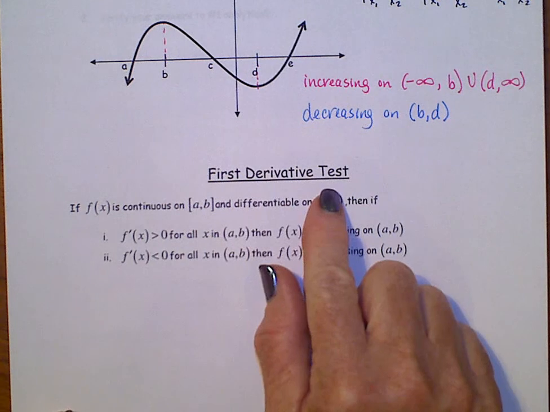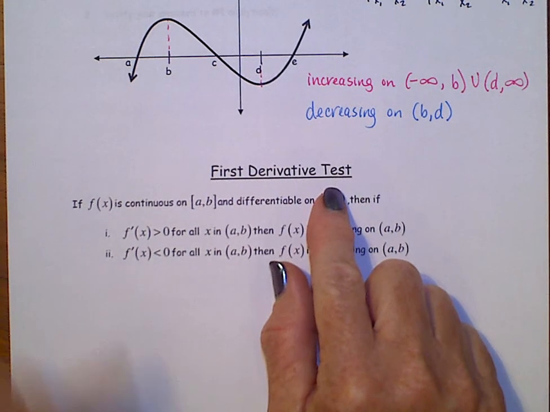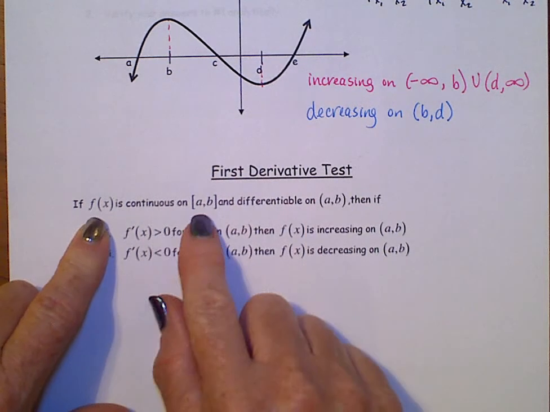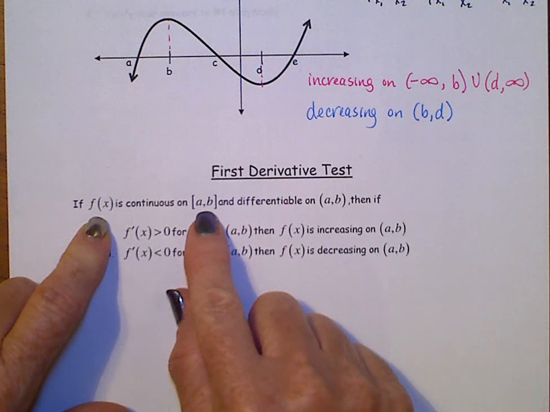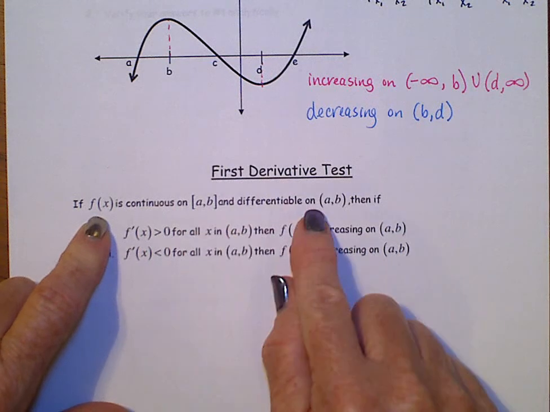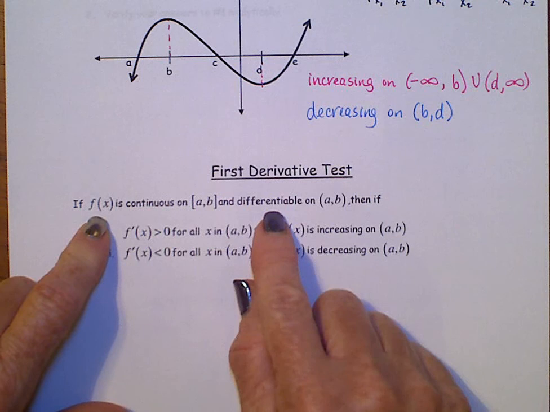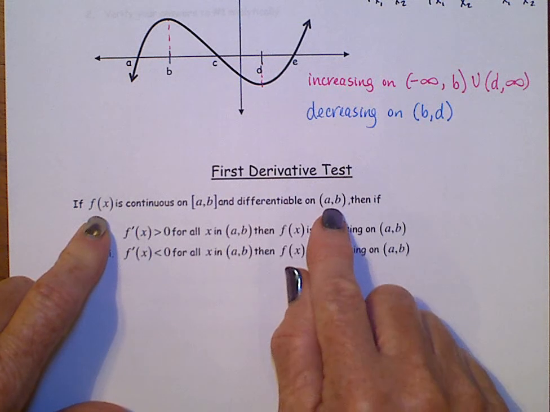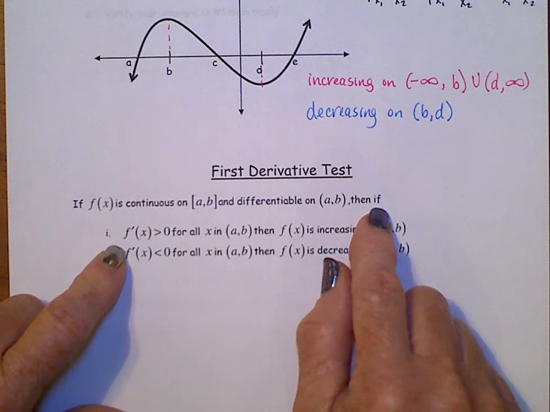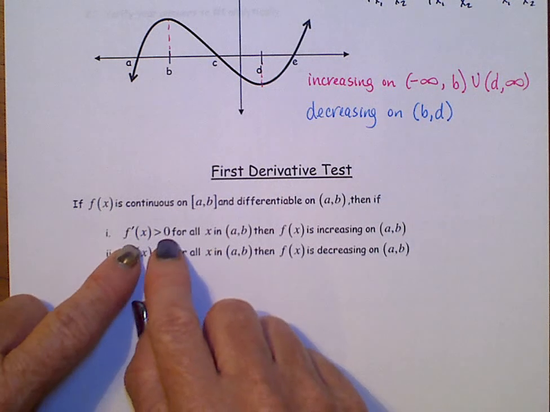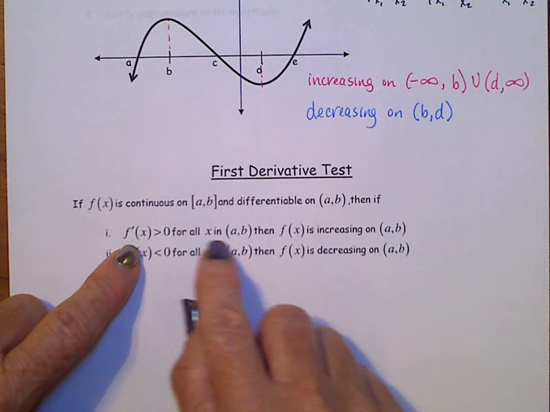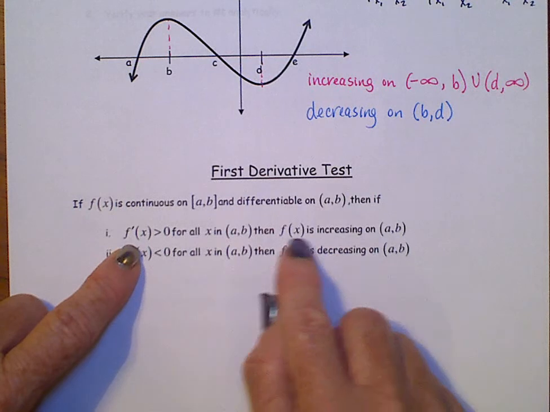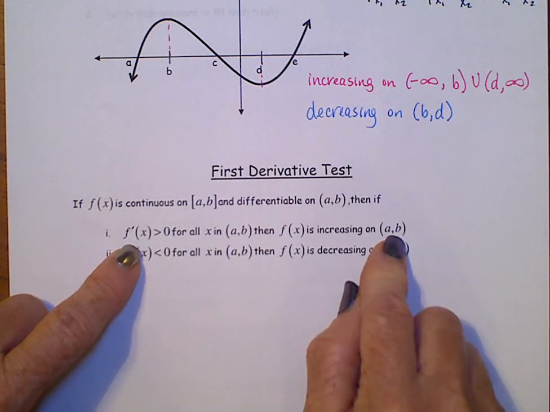Let's step this up a bit and see how that relates to calculus, and talk about something called the first derivative test. If f of x is continuous on some closed interval from a to b and differentiable, meaning the tangent line exists, the slope exists, on the open interval from a to b, then if f prime of x is greater than 0 for all x in that interval, then f of x is increasing on that interval.